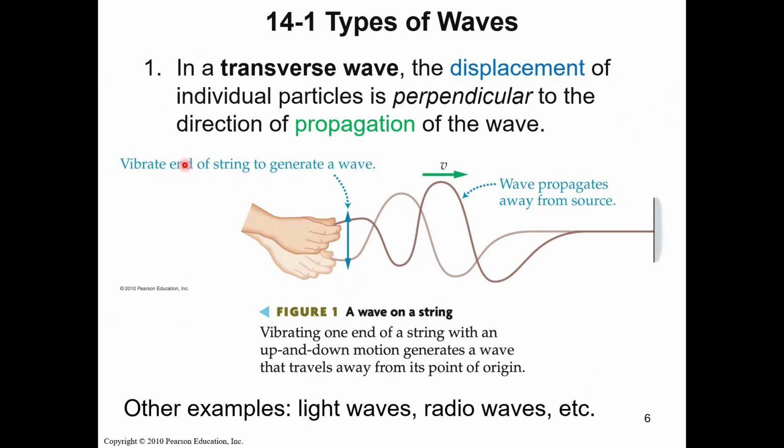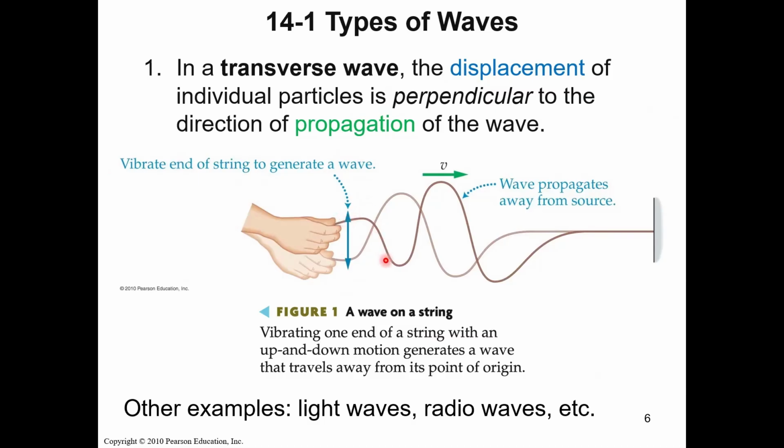Okay, so remember that a wave is a disturbance. Okay, and the disturbance propagates in space. Okay, so we can talk about the direction of the disturbance, or displacement of individual particles, and then we can also talk about the direction of propagation. So there are two directions in here. Okay, and we can categorize waves due to the directions of displacement and propagation.